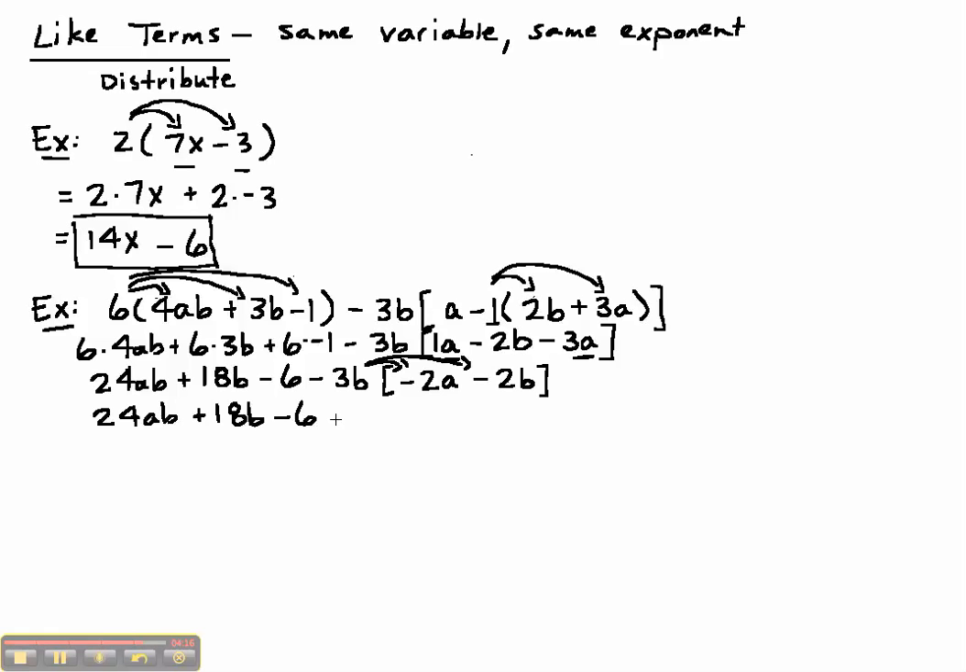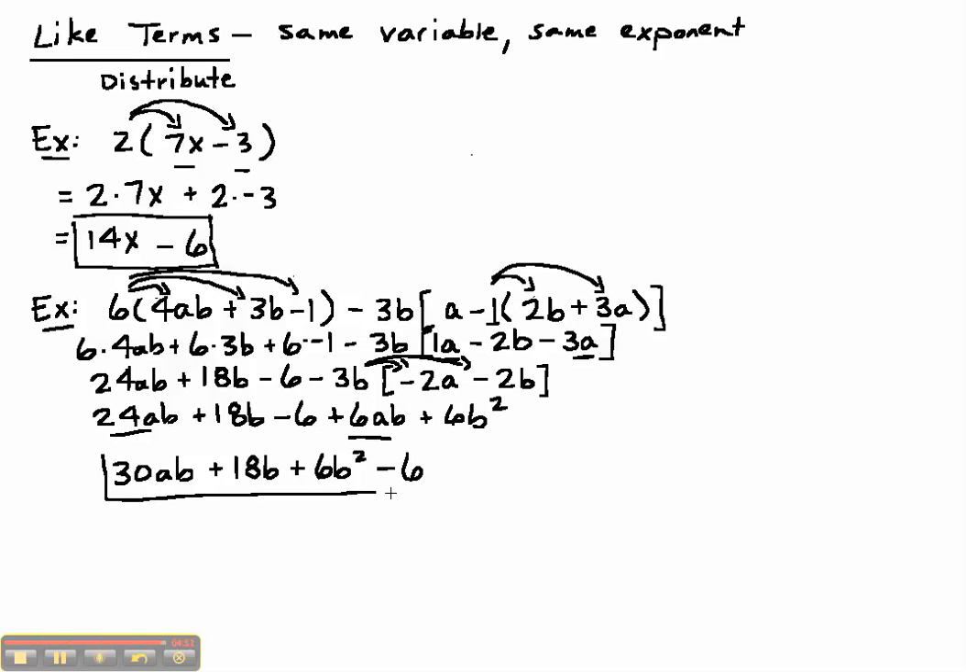So negative 3b times negative 2a is a positive 6ab. Negative 3b times negative 2b is a positive 6b squared. When you multiply b times b, that is b squared. And now combine any like terms that you have. 24ab and 6ab, we can add that to give us 30ab. And we have no other like terms, so we simply write down the rest of our terms. And so our final answer is 30ab plus 18b plus 6b squared minus 6.